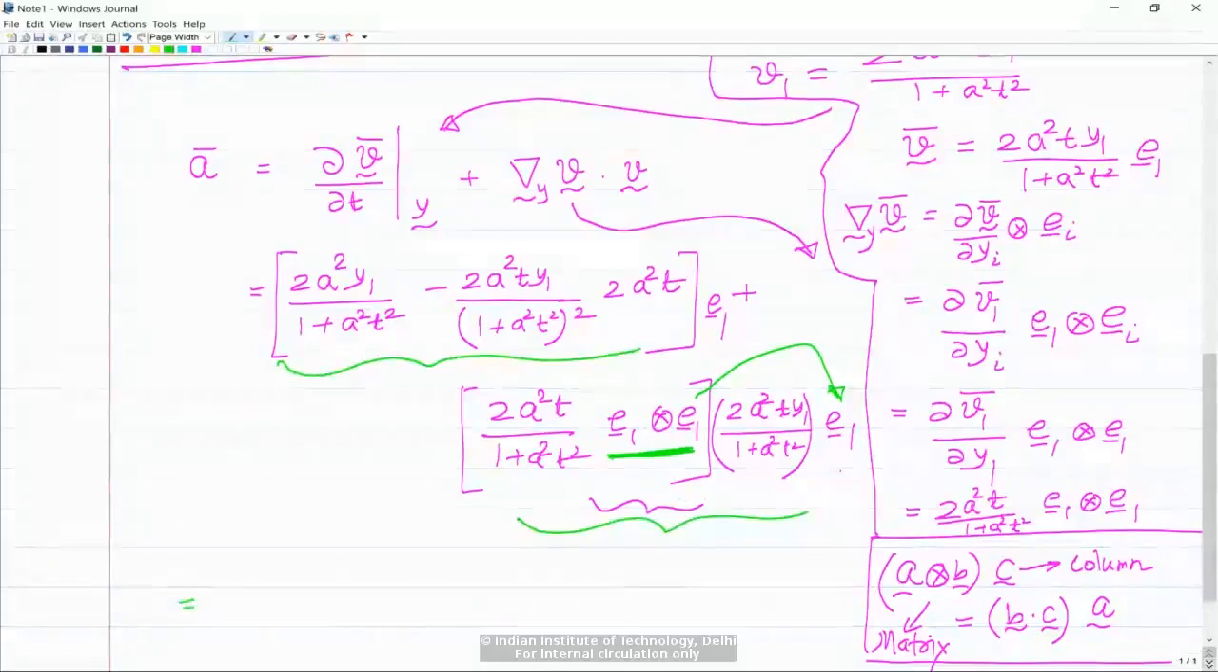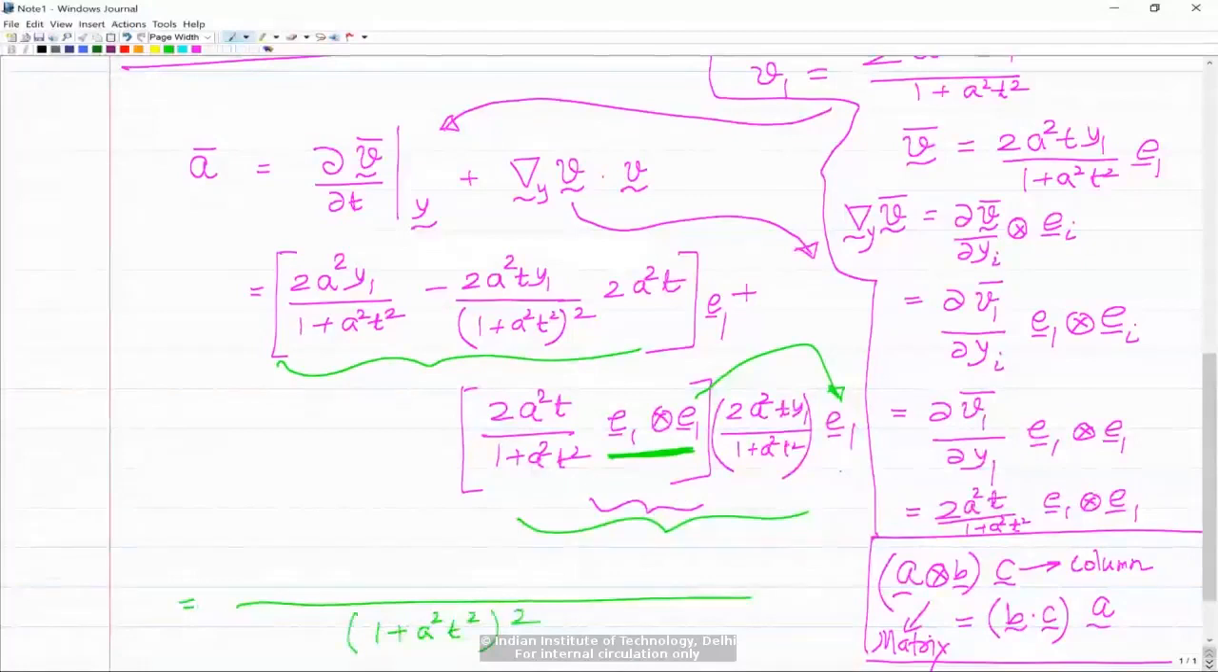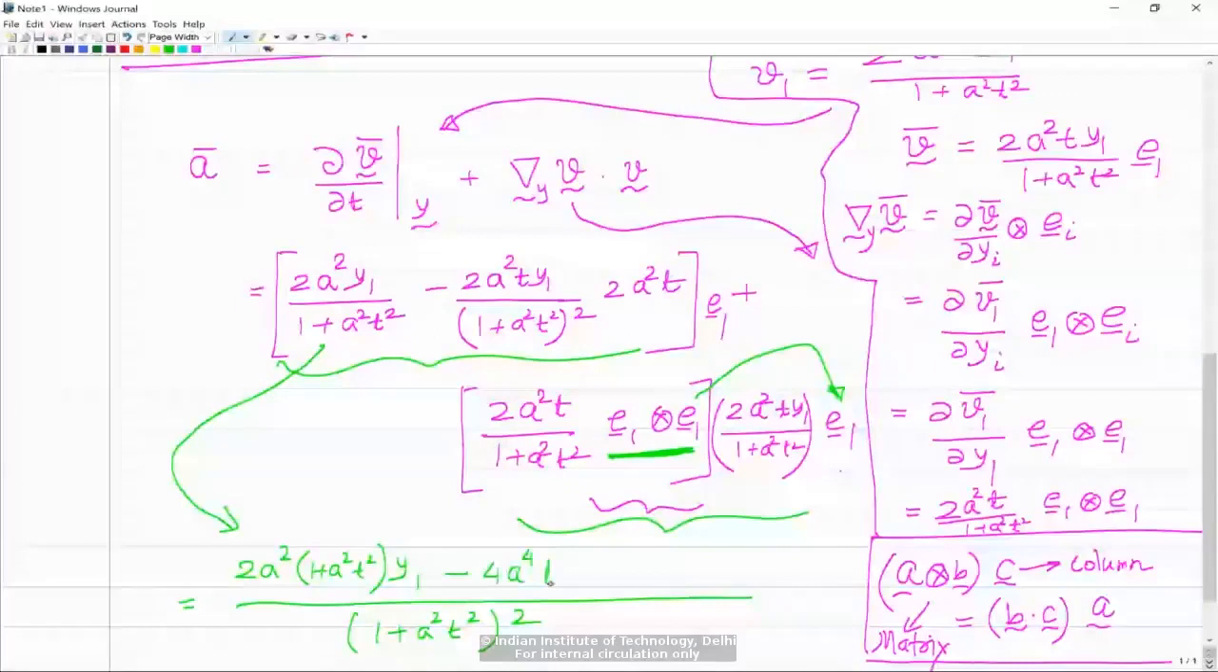So let us add them all together. So we can take 1 plus a square t square whole square as common. Okay, so look at the first term. From here you have 2a square into 1 plus a square t square times y1. Okay, the second one is then going to be, let's see, yeah, so that's simply minus 4a to the power 4, please correct me if I'm making some mistake, into t square into y1.